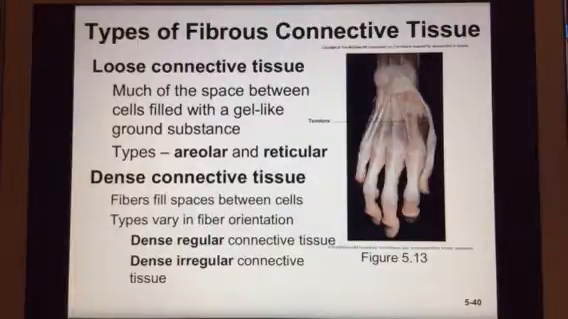So, loose connective tissue: areolar and reticular are considered to be loose. Areolar is going to make sense when you see it, but it just means that the space in between the cells has that gel-like ground substance. And so for you looking at the slide, it may look blank or clear. Whereas dense connective tissue, the fibers fill the space in between the cells. And what you will see is lots and lots of fibers. So that is dense regular connective tissue and dense irregular connective tissue.